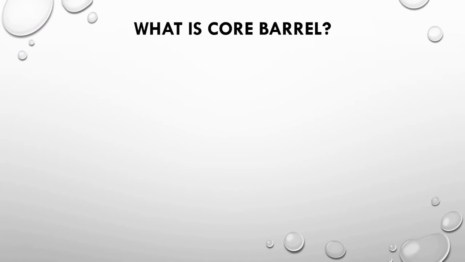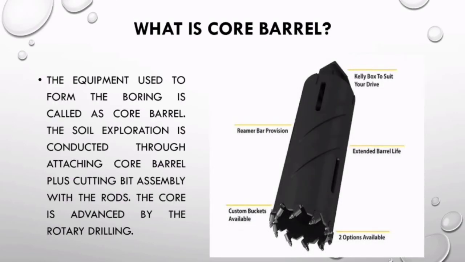What is a core barrel? The equipment used to form the boring is called a core barrel. The soil exploration is conducted by attaching the core barrel plus cutting bit assembly to the rods. The core is advanced by rotary drilling.